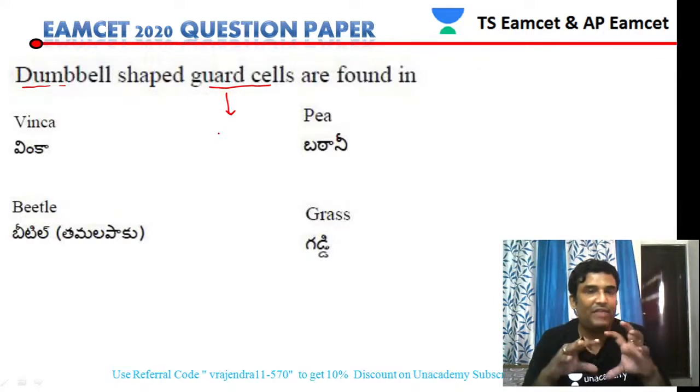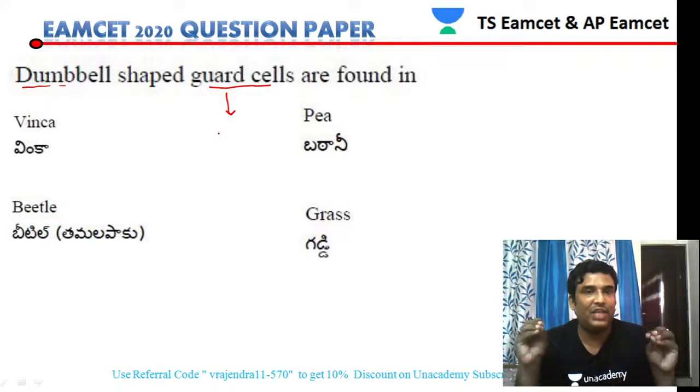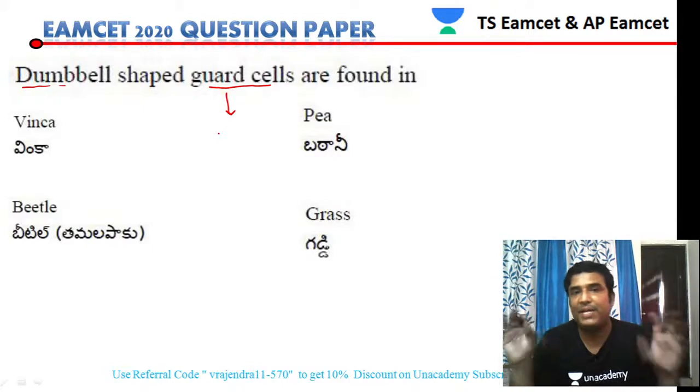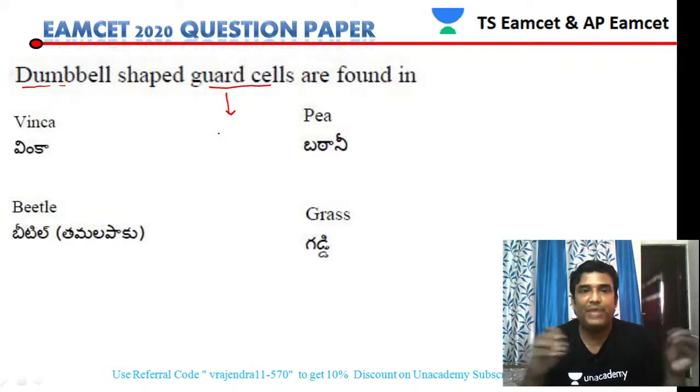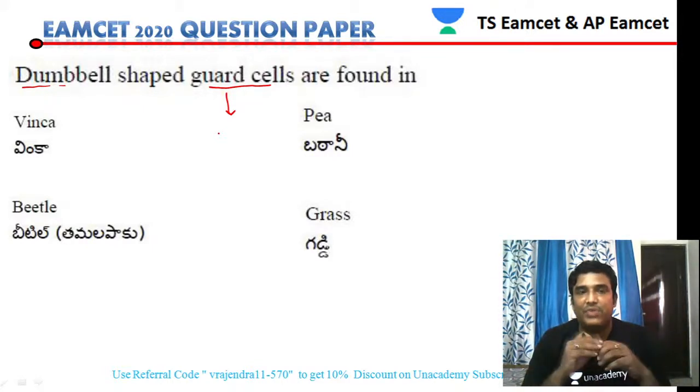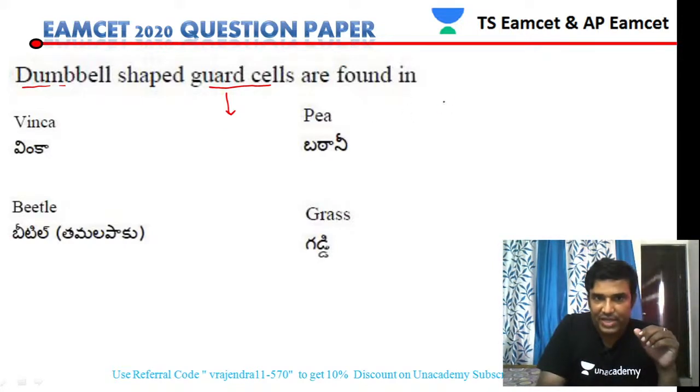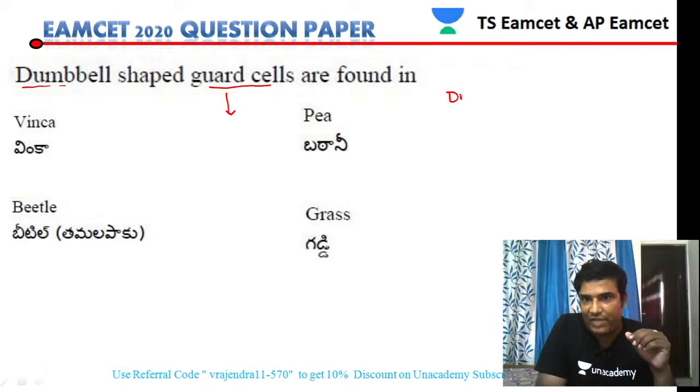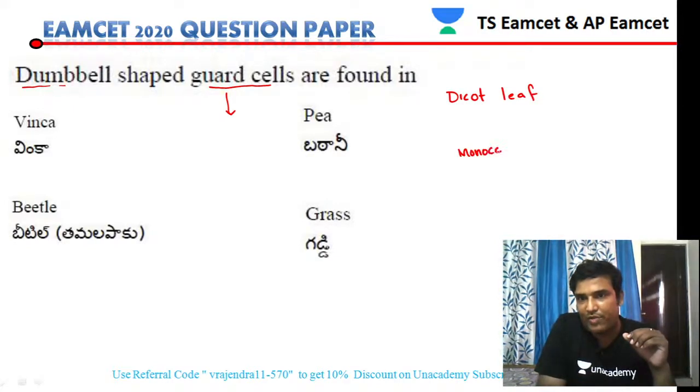Inside the leaf, if you take the internal structure of the leaf, we have the epidermis. On the epidermis we have these guard cells. No doubt these guard cells are present in the dicot leaf as well as in the monocot leaf, no doubt about it.